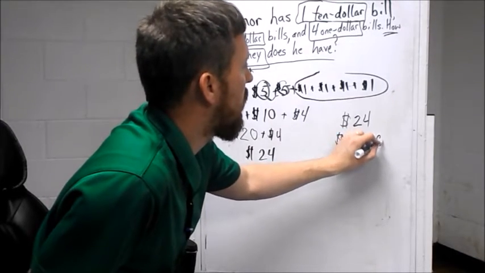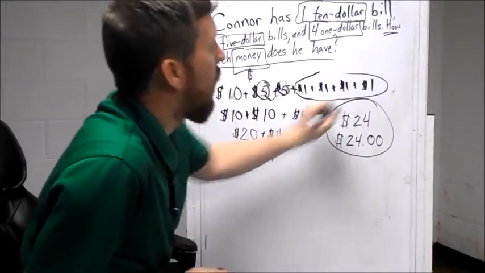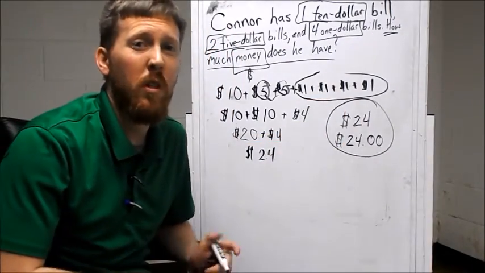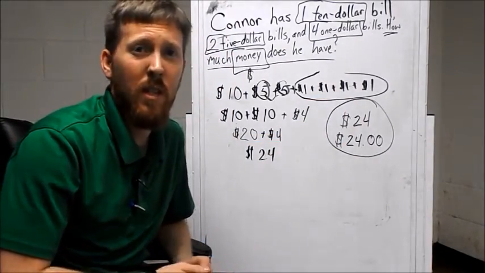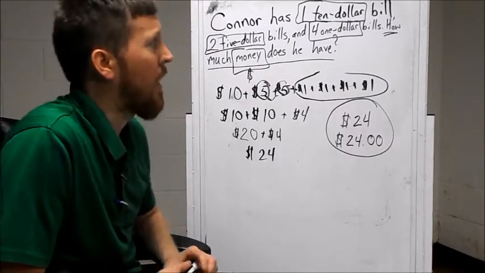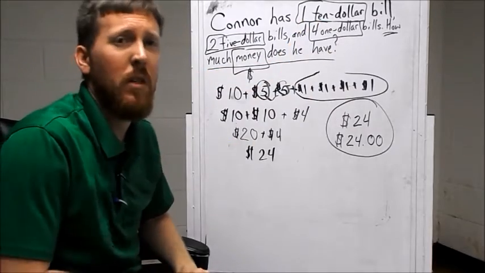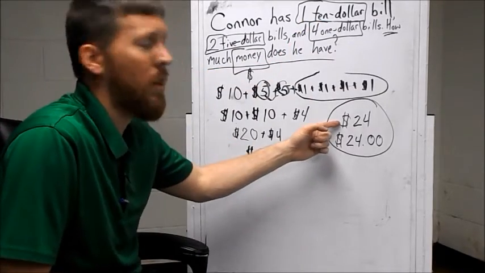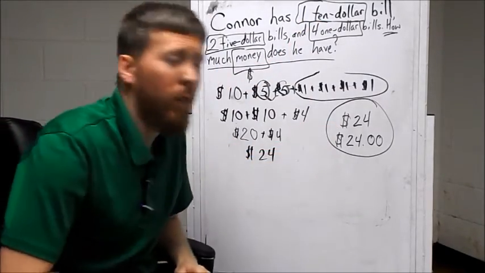Or if you want to include the decimal and add the 2 zeros, I write $24 decimal 00. One thing we must remember is when we use the dollar sign, we do not use the cent sign. Or if we use the cent sign, we do not use the dollar sign. Because I'm talking about dollar bills, I am going to use the dollar sign. This is the first problem.